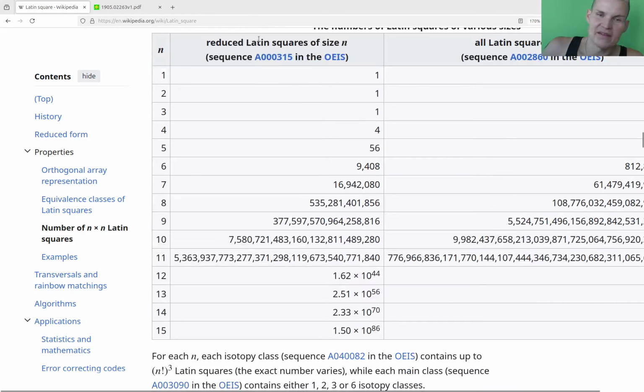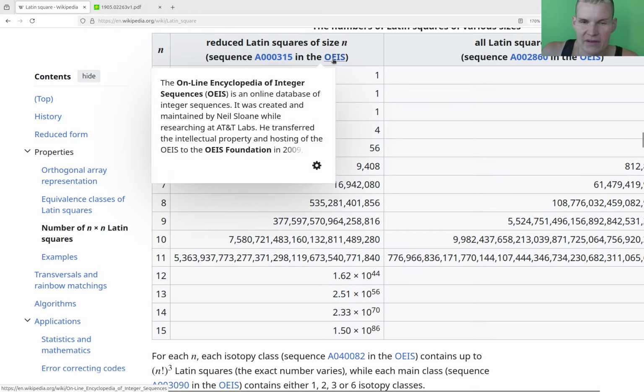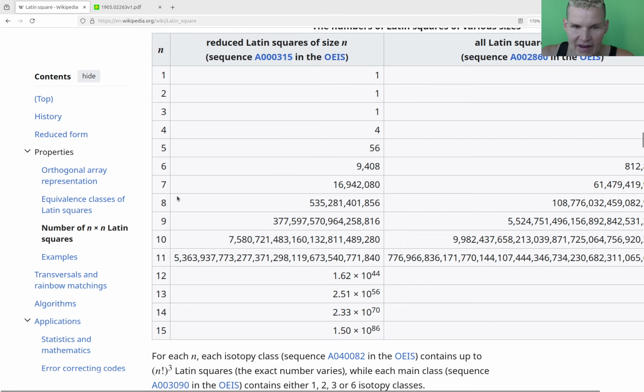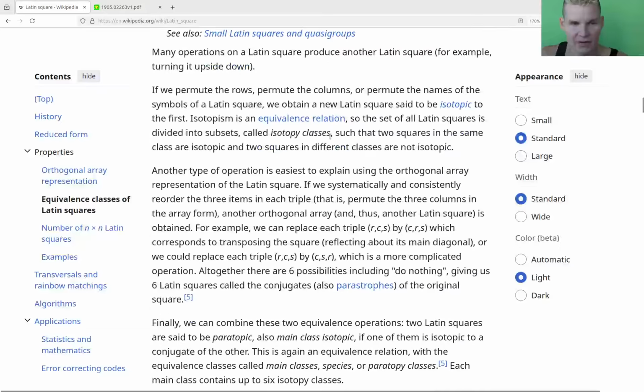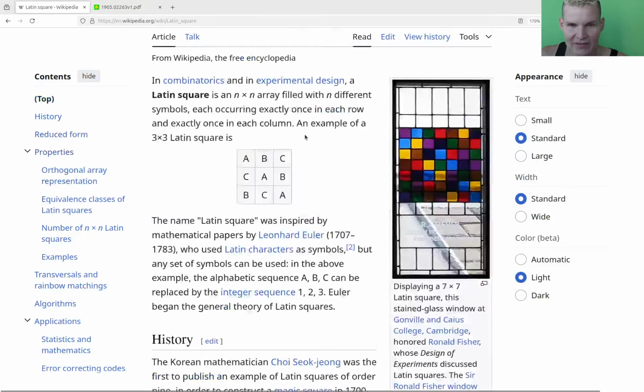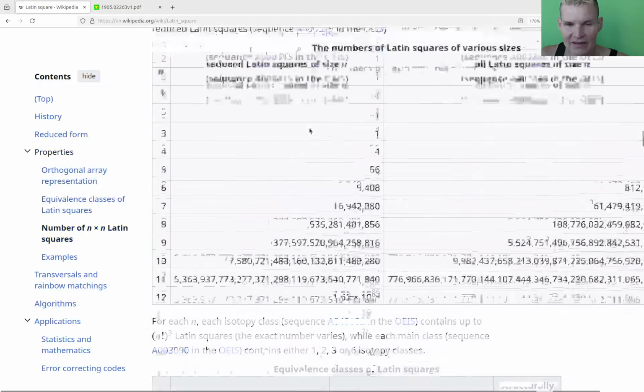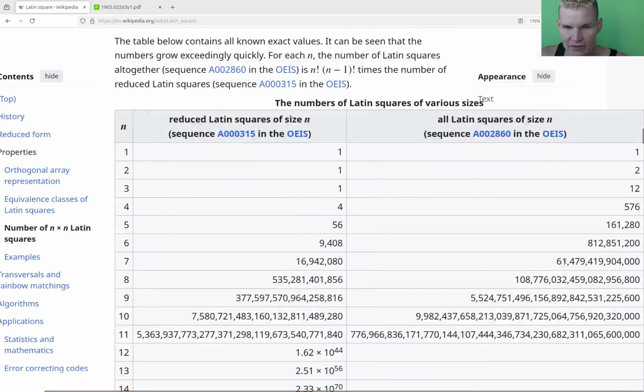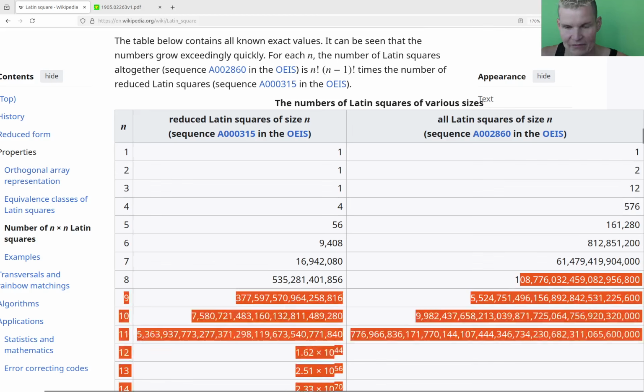The series, the sequences that you can write down on an integer sequence, at 8 you have a lot of them. And these are just the reduced ones. And if you go to the total number at 8, it's just absolutely ridiculous.